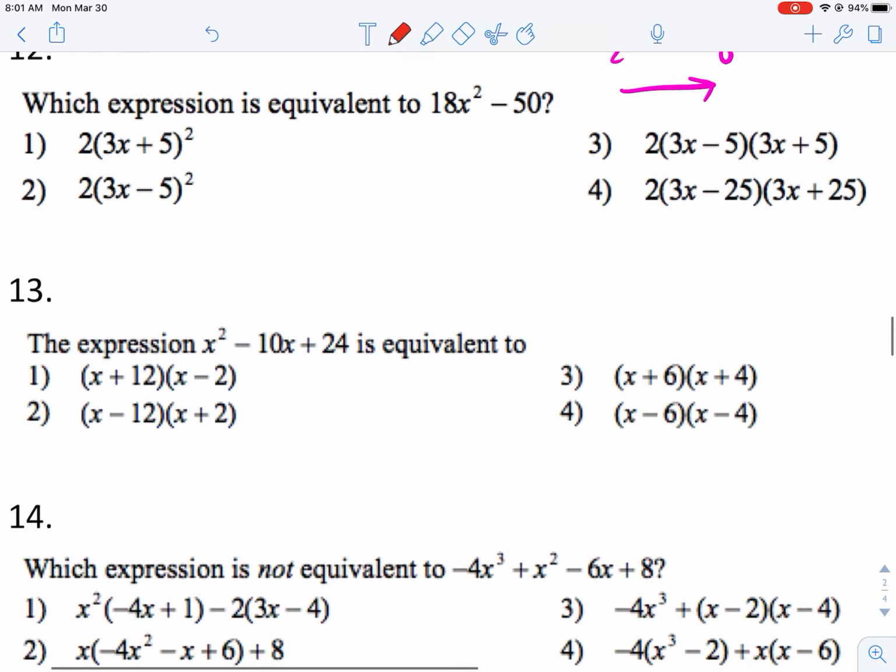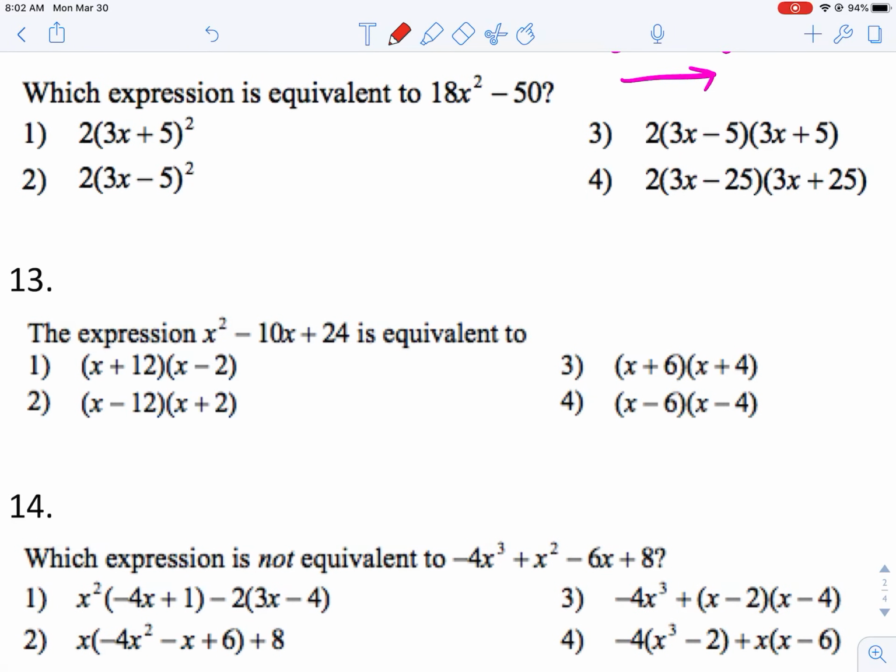Okay. That's number 12. Number 13 says, which expression is equivalent to 18x squared minus 50? All right. Now, a couple ways you could go about this. You could plug in a value for x and plug in a value for all of these other x's, multiply that out, and see which one of these comes out to be the same answer. That would be the long way.